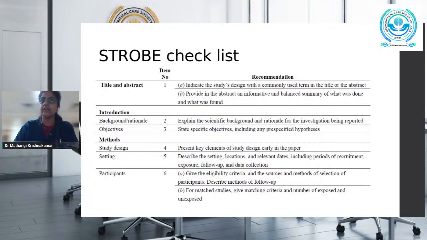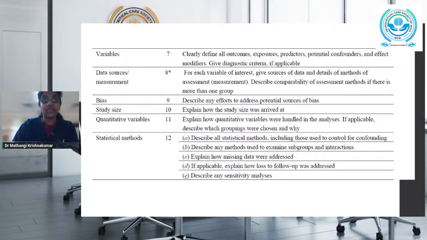In the methods, the study design was very clear. The setting was described, the participants, the inclusion criteria, the exclusion criteria, the definitions, outcomes, and the variables, the data source, how it was measured, any biases. For example, anoxic brain injury was taken as a confounder in this case. All this was addressed well in the article.